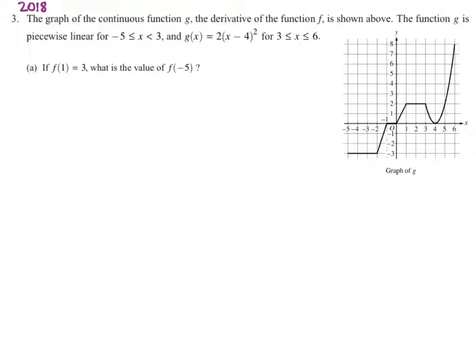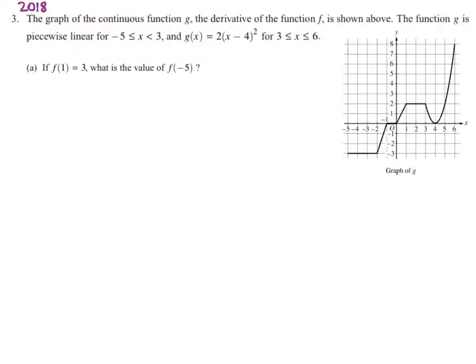We're given the graph of g, and it says the graph of the continuous function g, the derivative of the function f, is shown above. The function g is piecewise linear for the interval -5 to 3, and then it gives us an equation for g for the interval from 3 to 6. So you can see that it's linear all the way through here, all different pieces, but then it turns into a parabola on this side, and that's going to come into play later on. So here it says, if f of 1 equals 3, what is the value of f of -5?